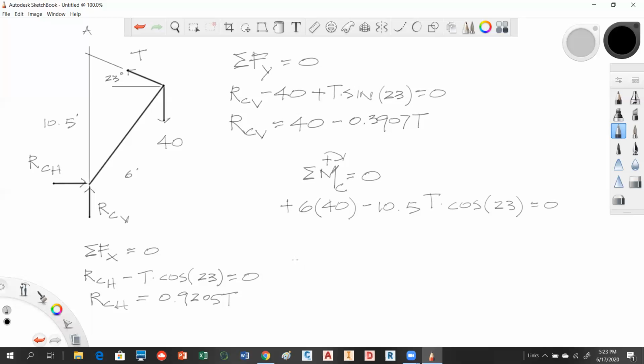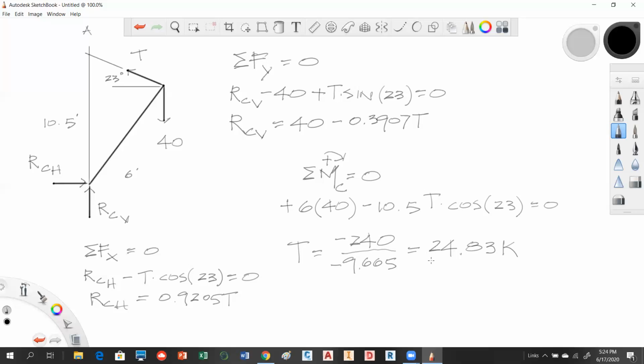So when we do that, it will resolve for T. 6 times 40 gives us 240, comes over as a negative 240. Cosine of 23 times 10.5 gives us 9.665. It's a negative, so we're dividing through by that negative 9.665, and that will give us 24.83 kips for tension.